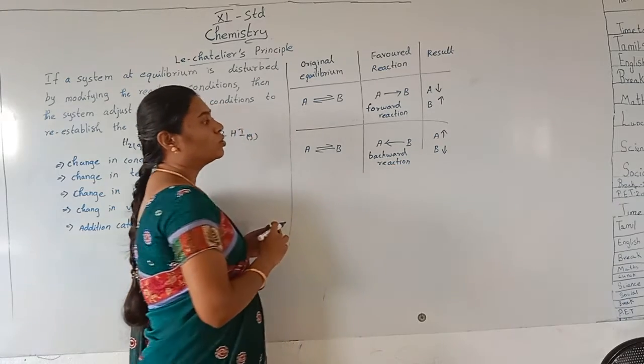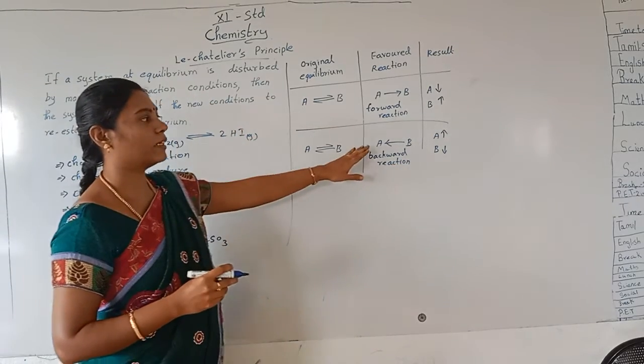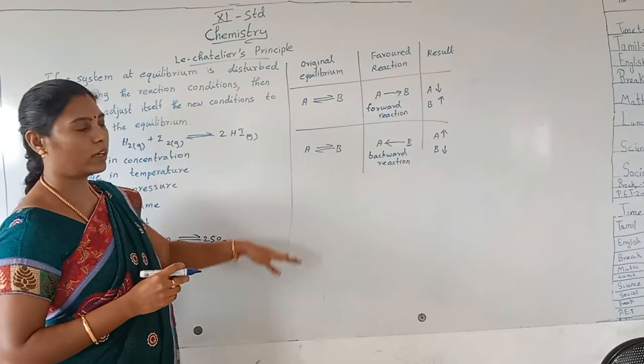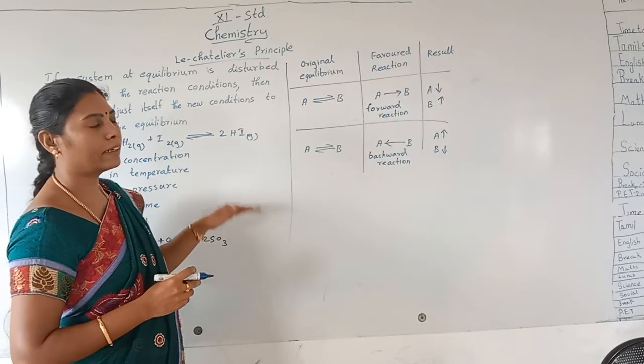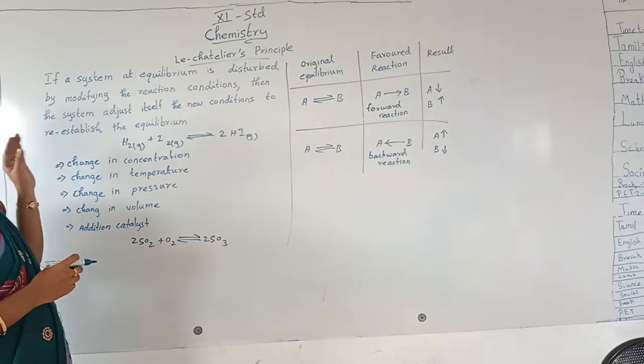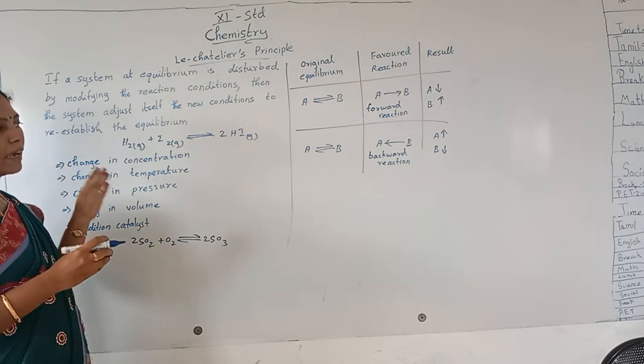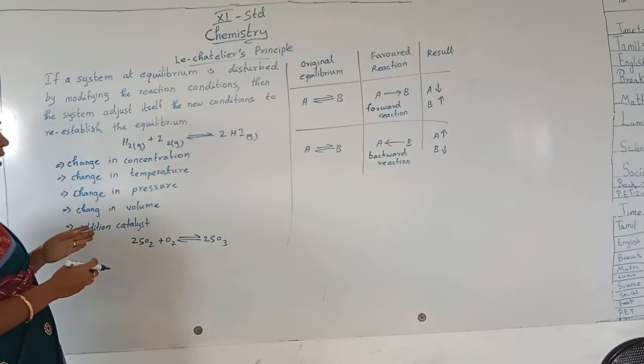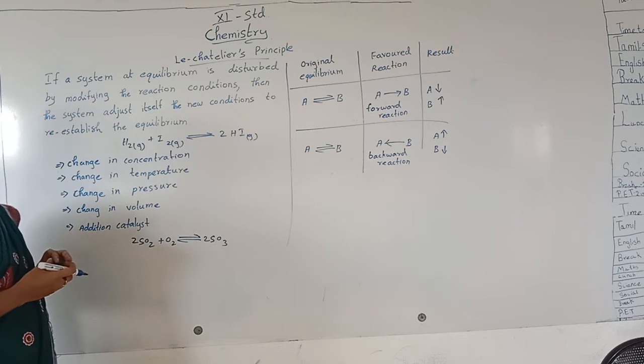Backward reaction. So if the reactant increases, then the product will decrease. This is the Le Chatelier principle of backward reaction and forward reaction in the equilibrium reaction.